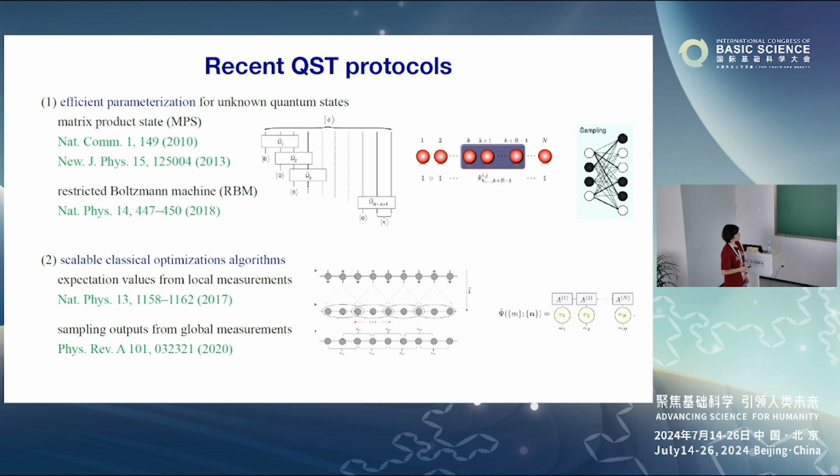Another idea is to use scalable classical optimization algorithms, where we do some local measurements to get the expectation values. From these local measurements, we reconstruct the whole state. We can also sample the global measurements. This means we do not measure all possibilities, but only some of them, and then we can reduce the cost.